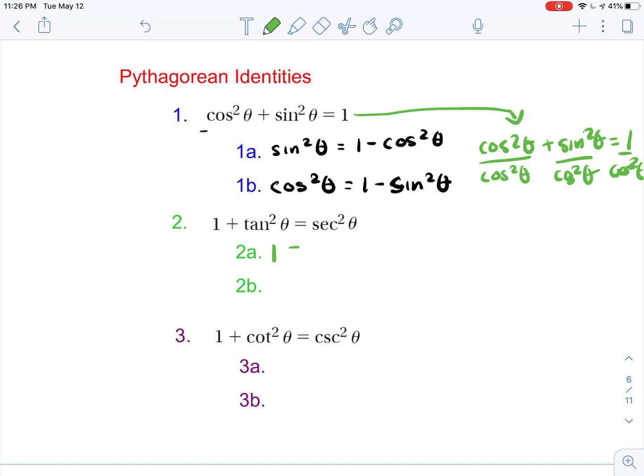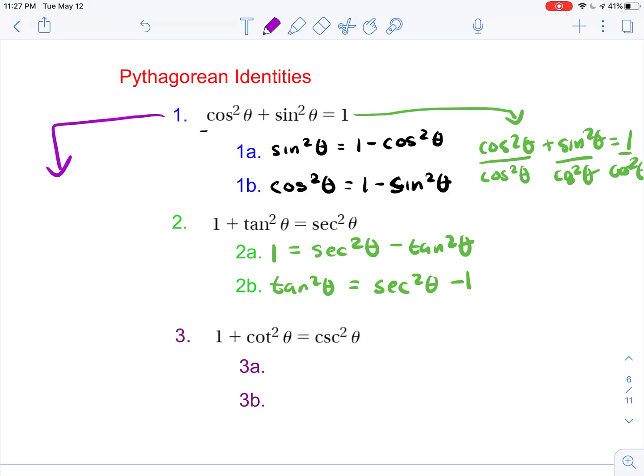Now, we can rewrite this in 2 different ways, right? Moving things over. The first thing I can do is subtract the tangent squared on both sides. So that means 1 is equal to secant squared theta minus tangent squared theta, okay? The other thing I could do is subtract 1 from both sides. So tangent squared theta is equal to secant squared theta minus 1. Okay, so those are other ways this could be represented.